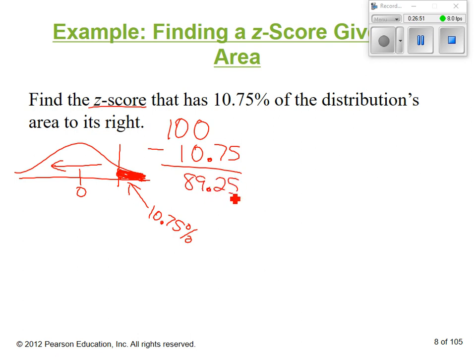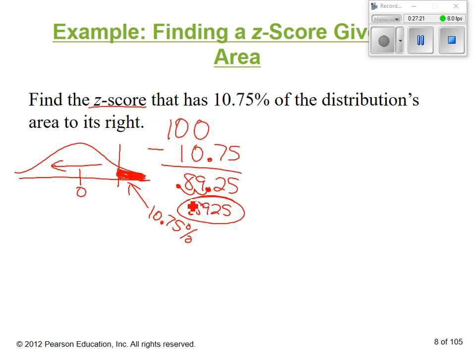Now, again, this number isn't going to be on the chart because it's a percent. We want it as a decimal. So what do we do to it? Move the point over two. So 0.8925. That's the number that we're looking up on the chart. Is it going to be on the first page? No, because we should have a positive z-score, so it's going to be on the second page.